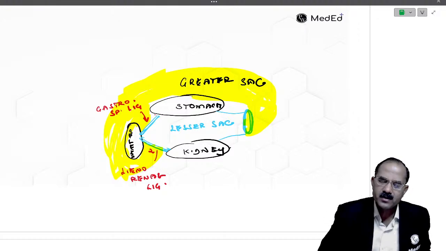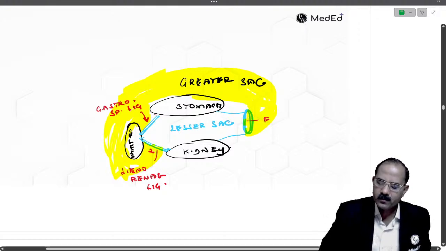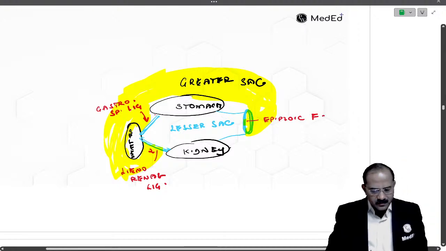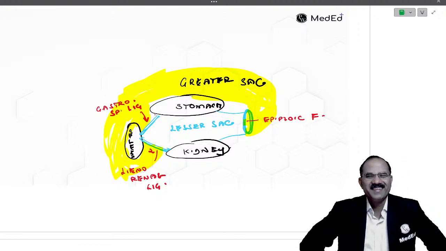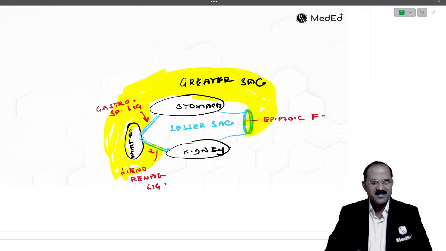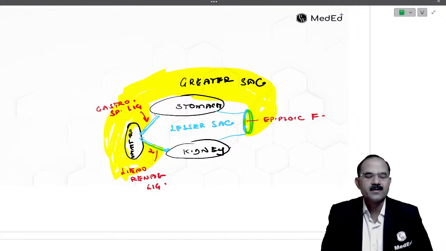And what is this that I have done for you? Now is it clear? Understood, no? This is a diagrammatic representation, just a way to understand.